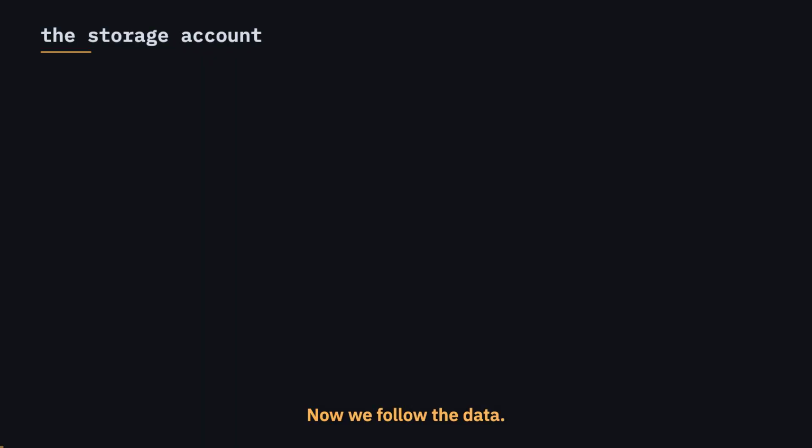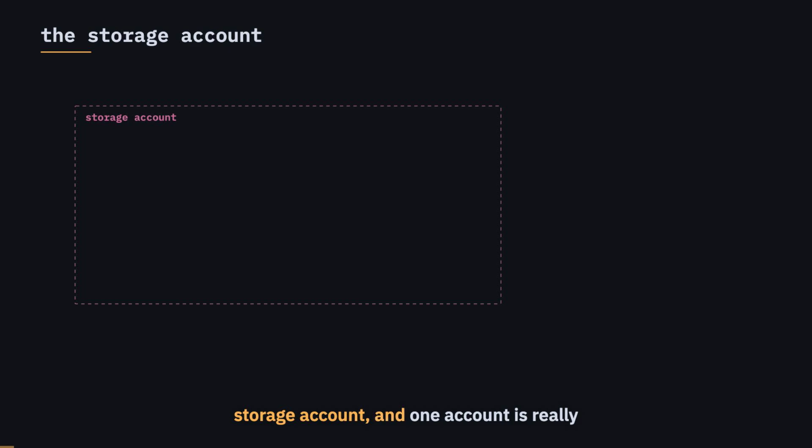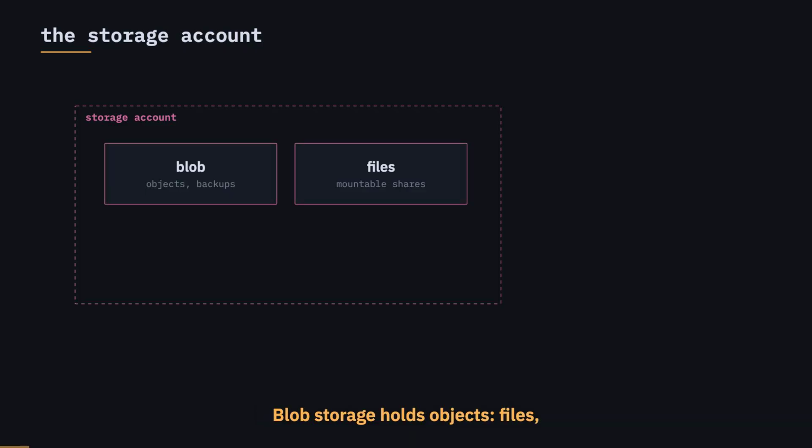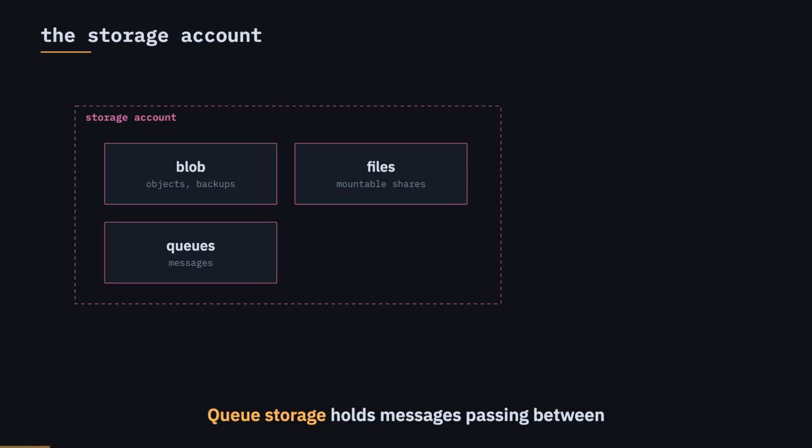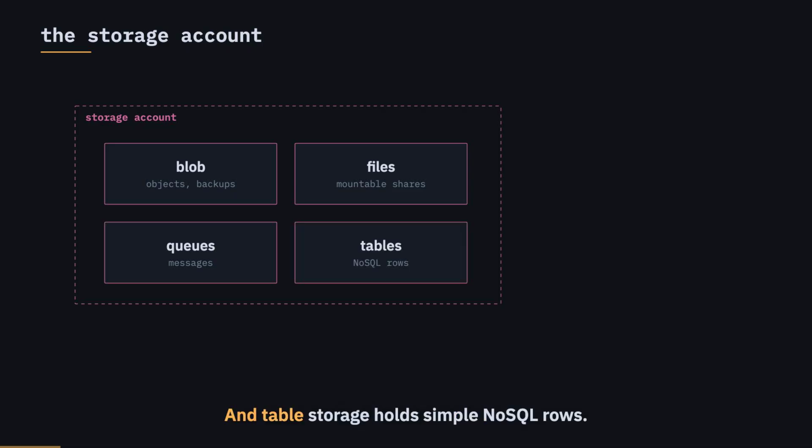Now, we follow the data. Everything Azure stores for you lives inside a storage account, and one account is really 4 services, wearing one name tag. Blob storage holds objects, files, images, backups, anything unstructured. Azure Files holds real file shares you can mount like a network drive. Queue storage holds messages passing between application components. And table storage holds simple NoSQL rows. One account, one bill, one security boundary around all 4.